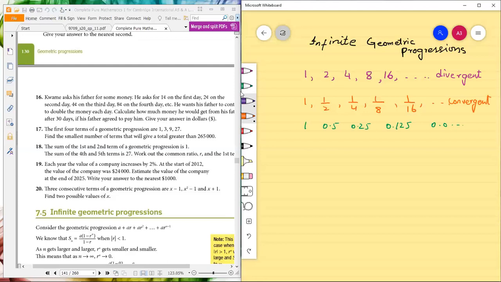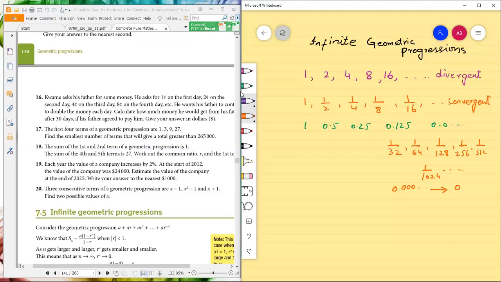So this sequence is converging as we continue: 1 by 16, 1 by 32, 1 by 64, 1 by 128, 1 by 256, 1 by 512, 1 by 1024, and so on. The bottom keeps doubling while the top stays the same, so the numbers keep getting lower. 1 by 1024 is about 0.001. So this sequence is converging to the term 0.